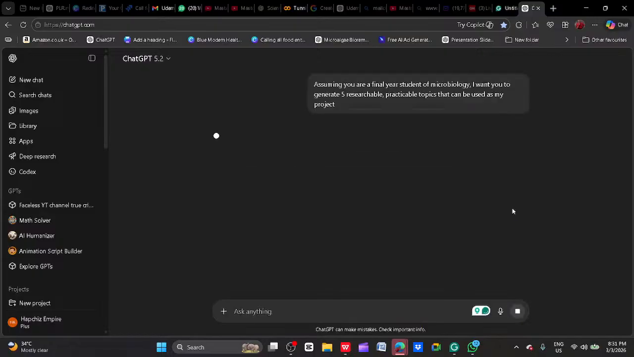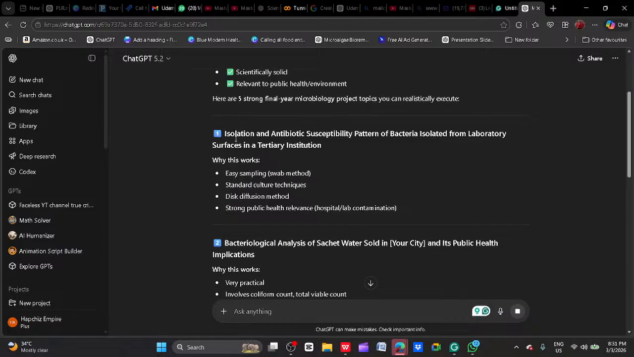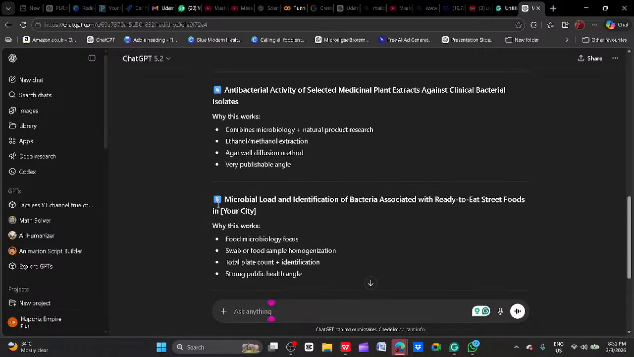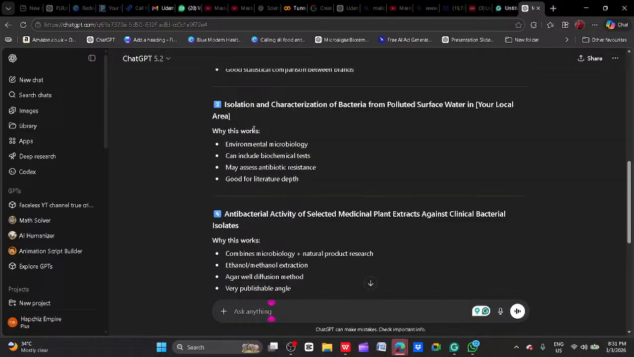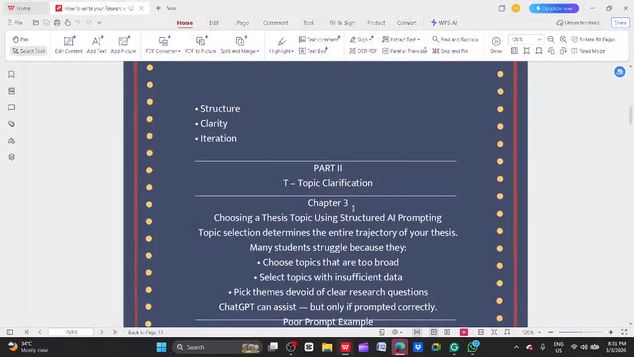So let us see now. Let's see those topics. Those topics are researchable, practicable, affordable, scientifically solid, relevant to public health. You can see it generated topics 1 to 5 for you because we said 5 topics. Out of these, you can pick any one, go and refine it, so that you can actually work on it. That's why our thesis is starting with T.